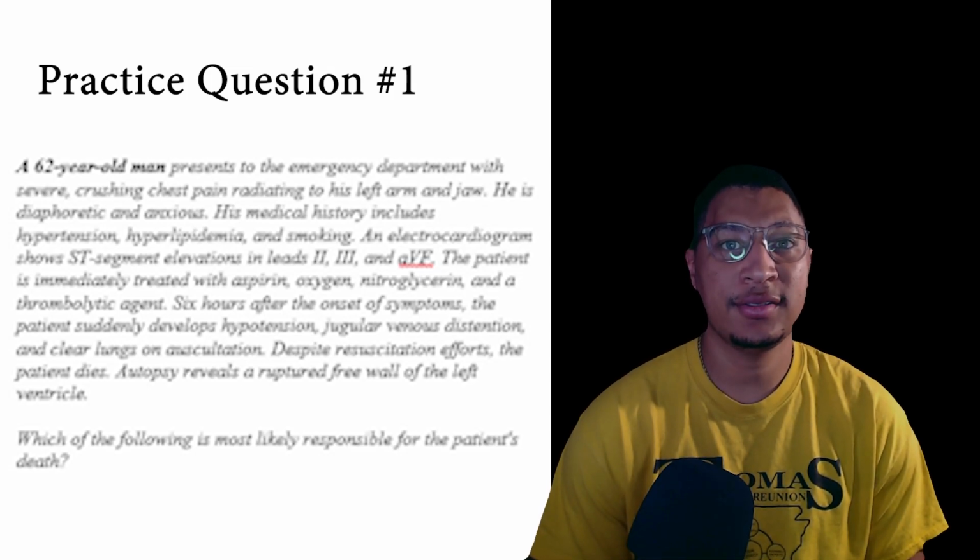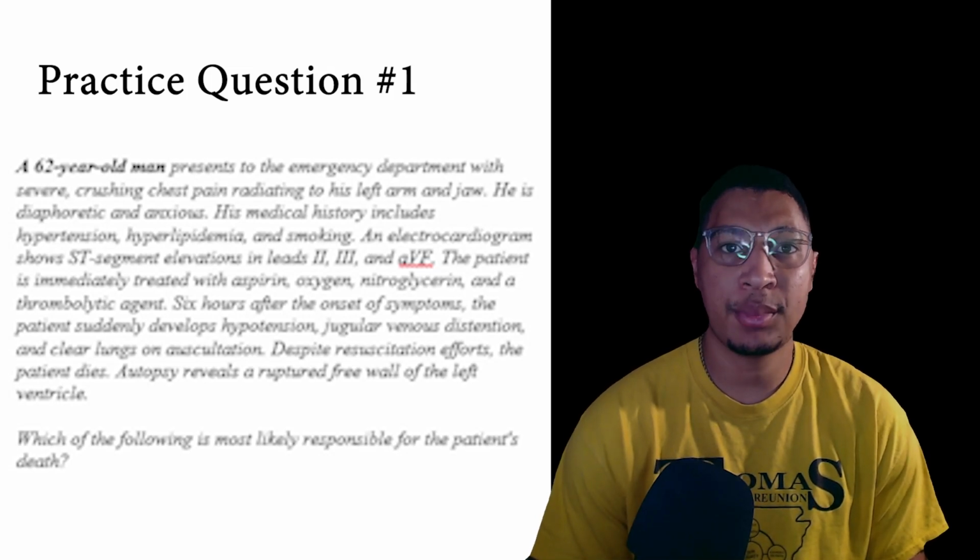6 hours after the onset of symptoms, the patient suddenly develops hypotension, jugular vein distension, and clear lung auscultations. Despite resuscitation efforts, the patient dies. Autopsy reveals a ruptured free wall of the left ventricle. Which of the following is most likely responsible for the patient's death?